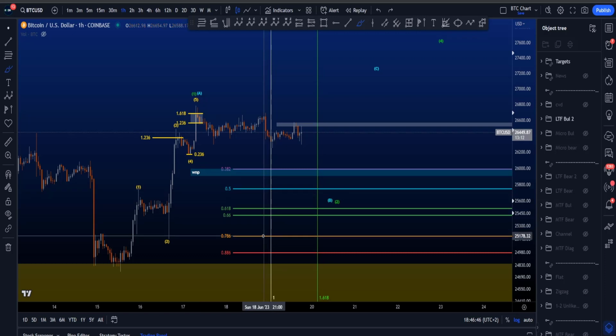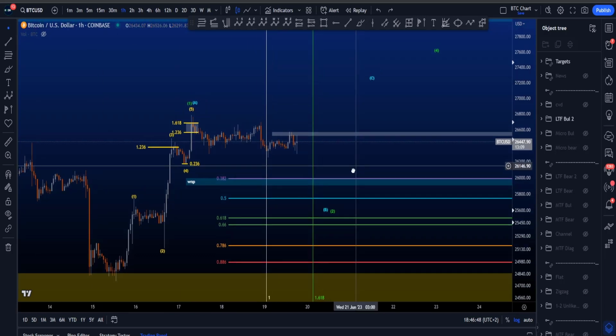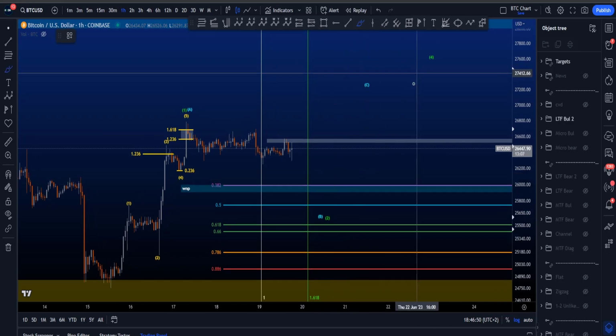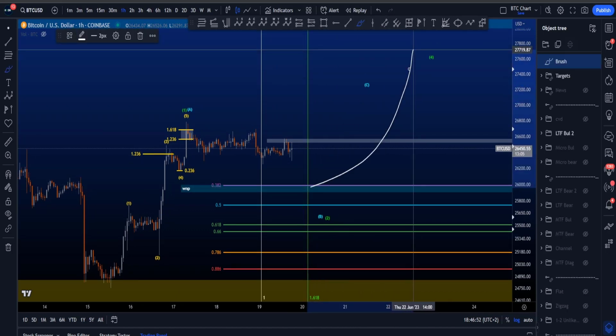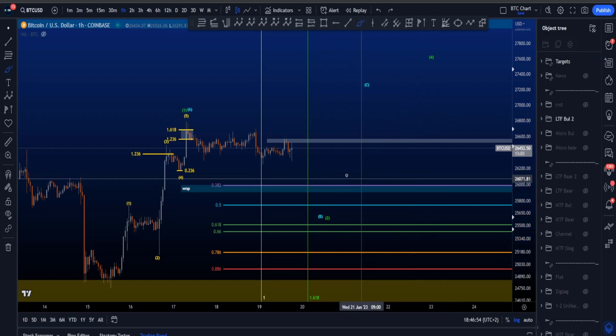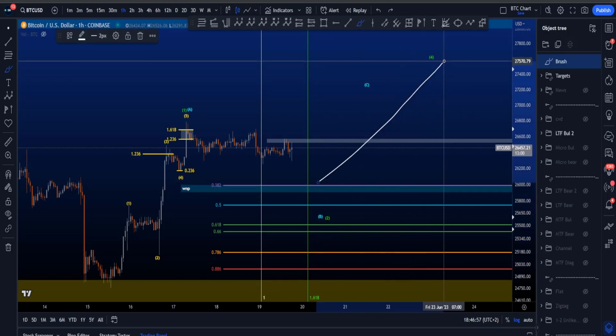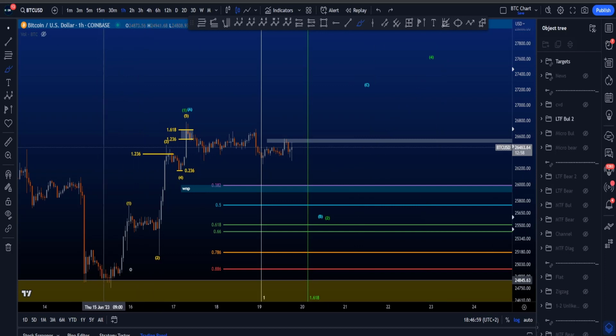to 25.2k. Now in this scenario, you then expect a continuation to the upside in C or 3, a wave 3 being more parabolic with volume increasing to the upside, and a wave C tends to be a bit more lazy, more sideways to the upside, and volume quite similar to this move towards the upside.